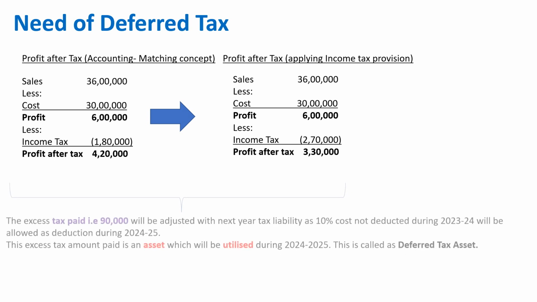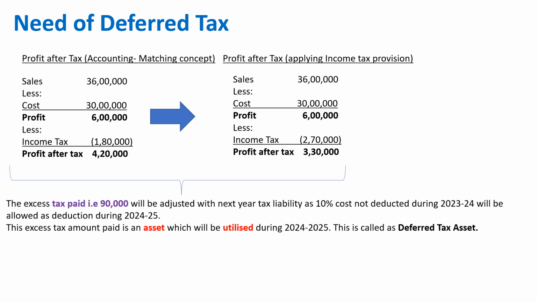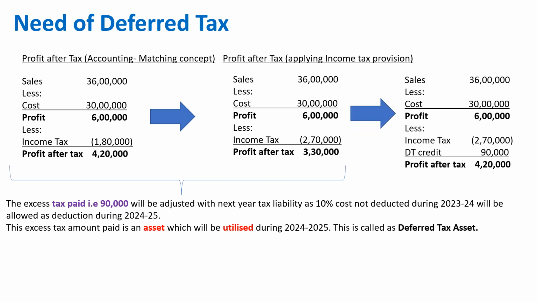However, the excess tax paid of rupees 90,000 will be adjusted with next year's tax liability, as the 10% cost not deducted during 23-24 will be allowed during 24-25. This excess tax paid is an asset which will be utilized during 24-25. This is called a deferred tax asset. So how will the scenario change now? Sales is 36 lakhs, cost is 30 lakhs, profit is 6 lakhs, and the income tax liability as per the income tax rules is 2,70,000.